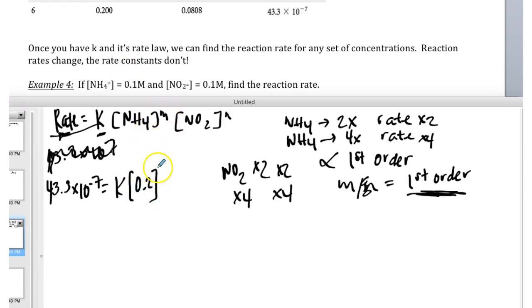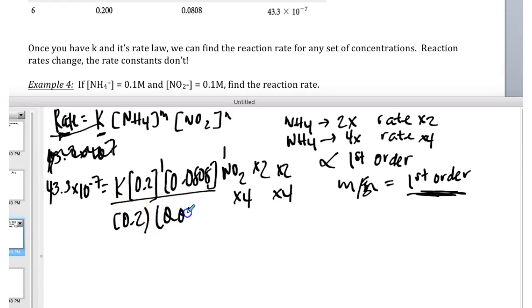And we know this is to the power of 1 because we found the data to have a direct proportional relationship. And NO2 is right there. It's 0.0808, and it's also to the 1 power. Then you're going to divide by 0.2, divide by 0.0808 to get K by itself. And this is 0.2 times 0.0808.